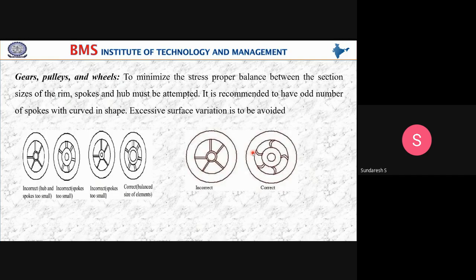Next comes gears, pulleys and wheels. To minimize the stress, proper balance between the section size of the rim, spokes and hub must be attempted. It is recommended to have an odd number of spokes with curved shape. Excessive surface variation is to be avoided.